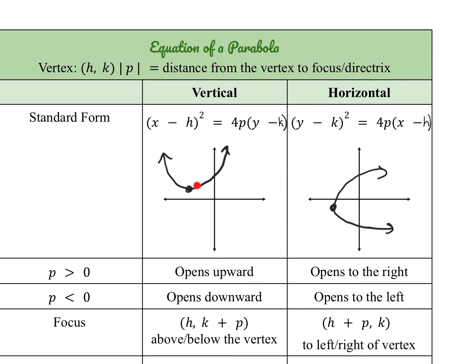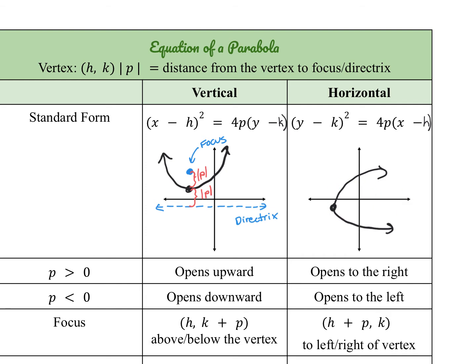So in this case, since we have an upward facing parabola, our focus would be somewhere above, so this would be our focus. And our directrix would be a horizontal line somewhere below. So this is our directrix. And this distance is the absolute value of p, and this distance is also the absolute value of p. So it's either the distance from your vertex up to your focus or your vertex down to your directrix.